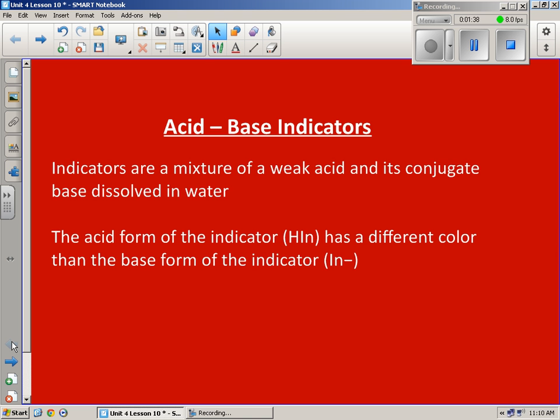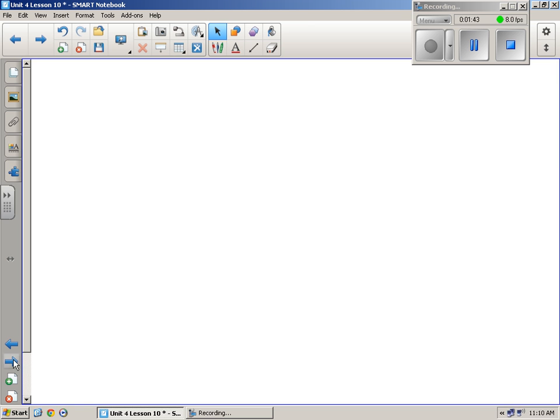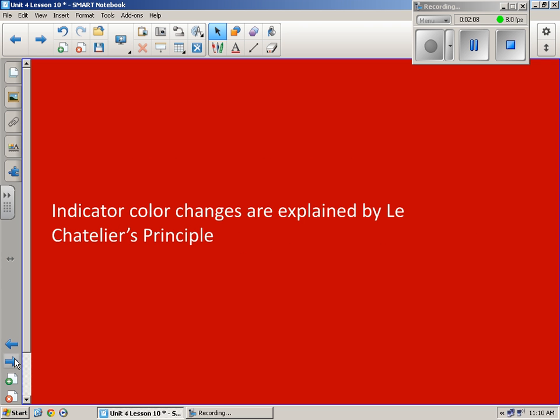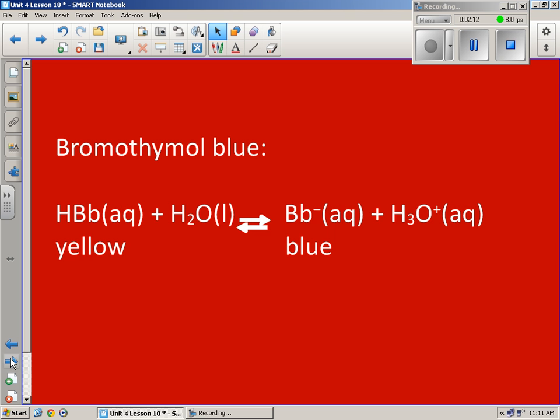But basically, with every indicator, it's got an acid side to it and a base side to it, and it looks something like this here. And this is how we would write this, basically like this. So we have our acid here, our HIN, and our base is here. Acids produce hydronium. The base would produce basically the water, in this case, the base of the acid there. Now, that's what it always looks like, all right? What we're going to talk about is how indicators work here. Indicator color changes are explained by Le Chatelier's principle, as always, all right?